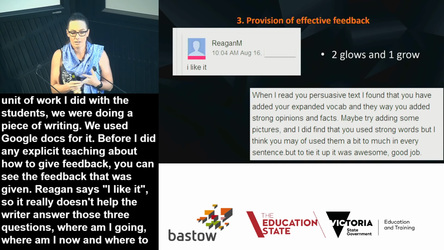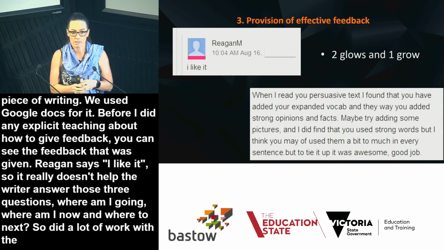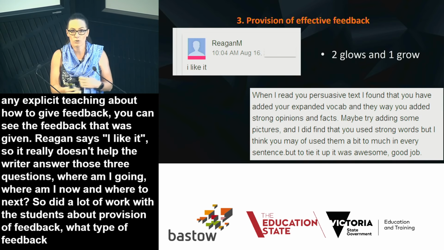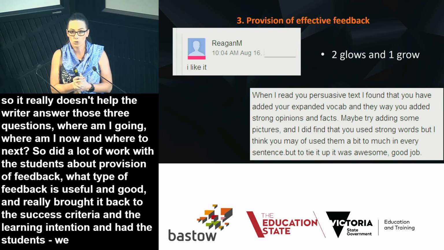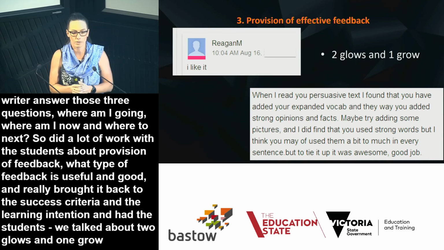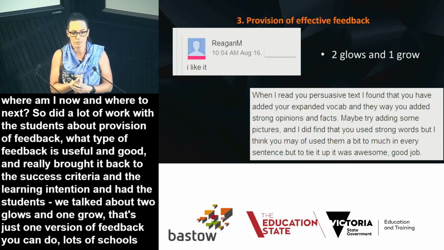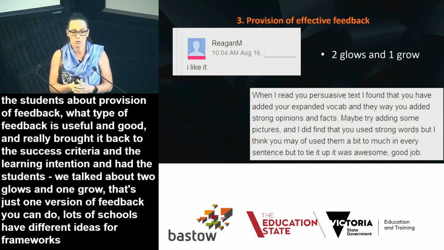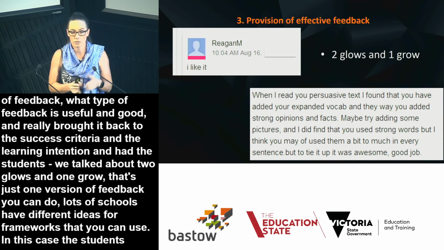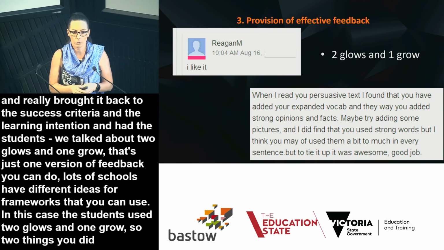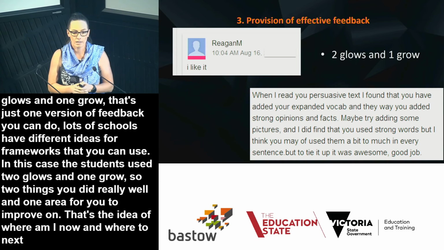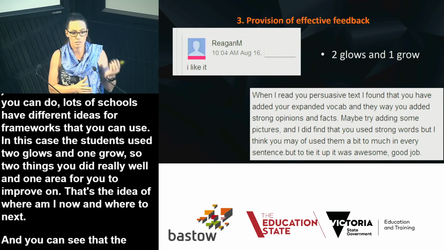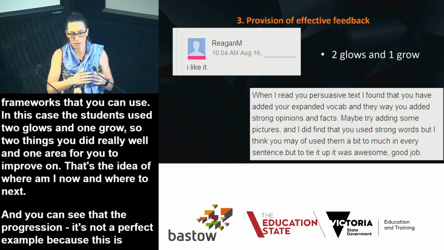And where to next? So I did a lot of work with the students about provision of feedback, what type of feedback is useful and good, and really brought it back to the success criteria and the learning intention, and we talked about 2 glows and 1 grow. That's just one version of feedback that you can do. There are lots of schools that have different ideas for frameworks that you can use. In this case, the students used 2 glows and 1 grow. So 2 things you did really well and 1 area for you to improve on. So that's the idea of where am I now and where to next. And you can see the progression, it's not a perfect example because this is an example on the continuum.